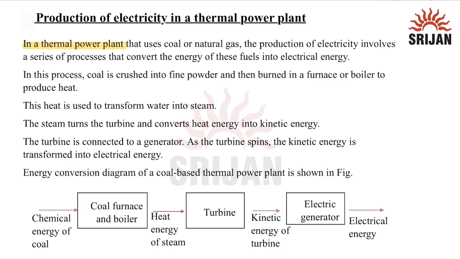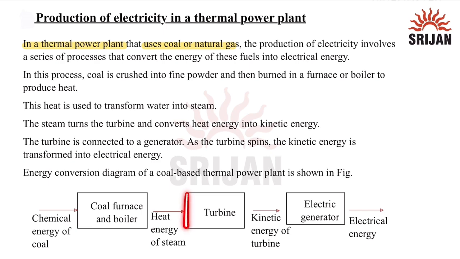Now, production of electricity in a thermal power plant. In a thermal power plant, we use coal or natural gas. For the production of electricity, there are a series of steps to convert these fuels into electrical energy. In this process, coal is crushed into fine powder and then burned in a furnace or a boiler to produce heat. So, the chemical energy of the coal is converted in a furnace or a boiler into heat energy of steam. This heat is used to transform water into steam.